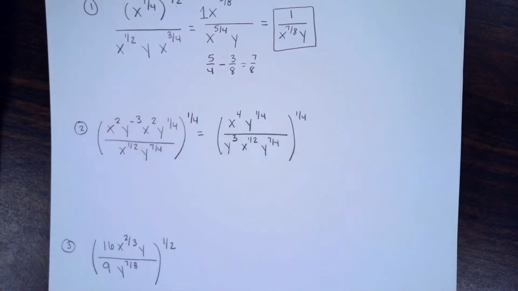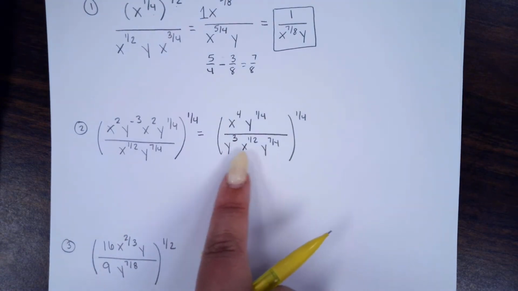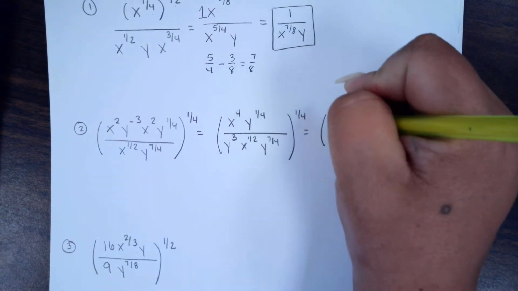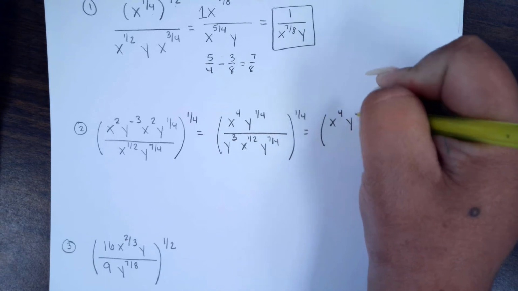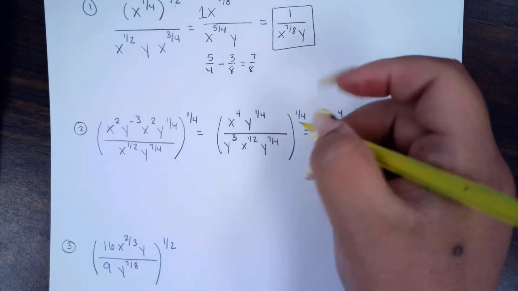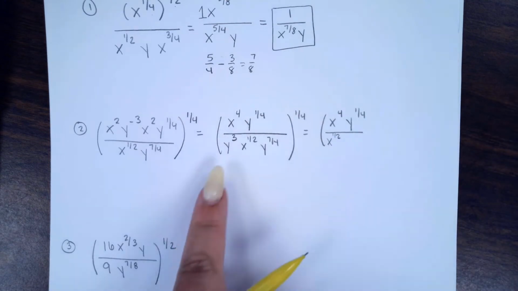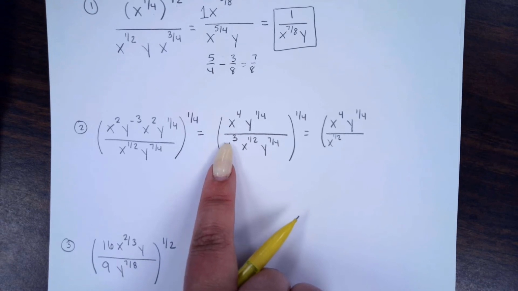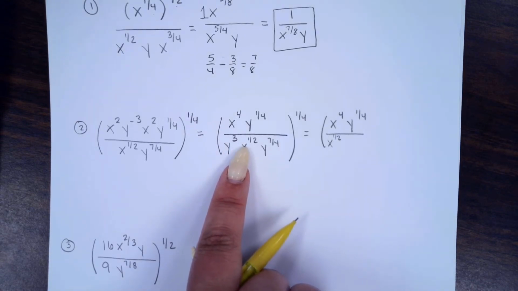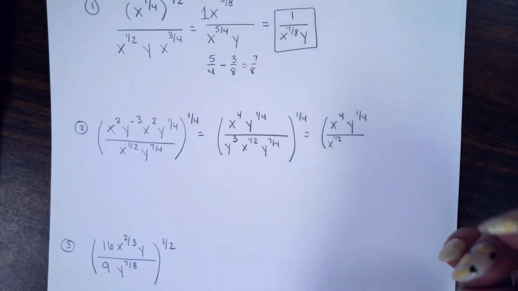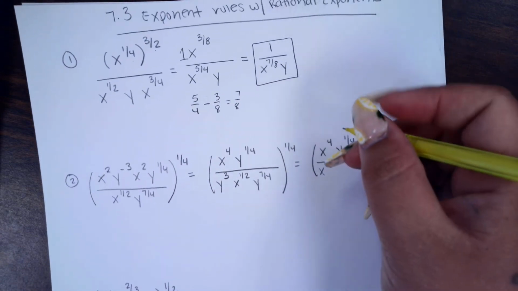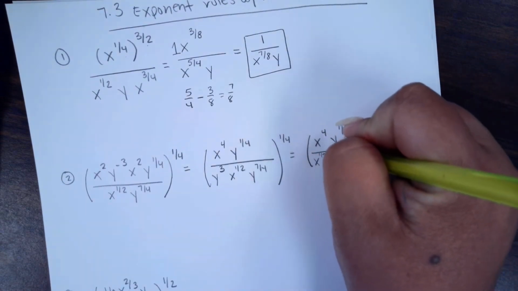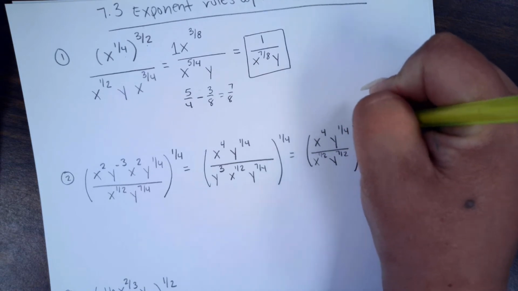Alright, so now I have just an x and a y up top, that's fine. But in the bottom now, I have two y's. So I can add these together, or add these exponents, I should say. So I'll get x to the 4th, y to the 1/4, over x to the 1/2, that doesn't change. And then I need to add 3 and 1/2. Well, that's just going to be 3 1/2, right? So that is 7/2. All of that to the 1/4.